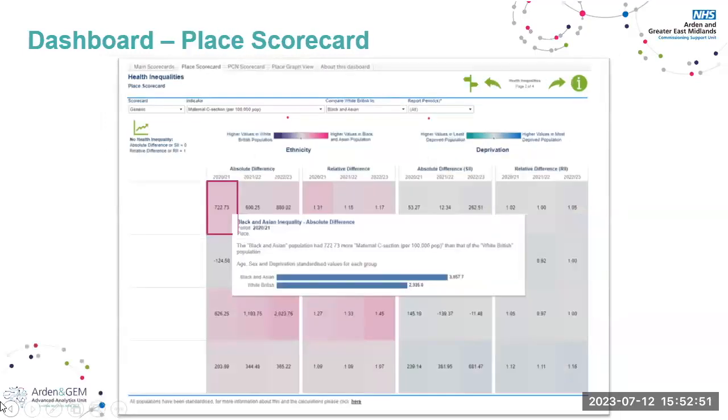If I move on to the next slide, this is now down to place level. The places have been hidden from this, but they would be listed down the side there. So again, you can start to drill down into that indicator from an ICB down to a place level to see which place you are potentially seeing the variance and where potentially there needs to be some work or further analysis. In this example, again, I have maternity C-section highlighted, and we can see there are 722 more C-sections for that specific place within Black Asian compared to white British.